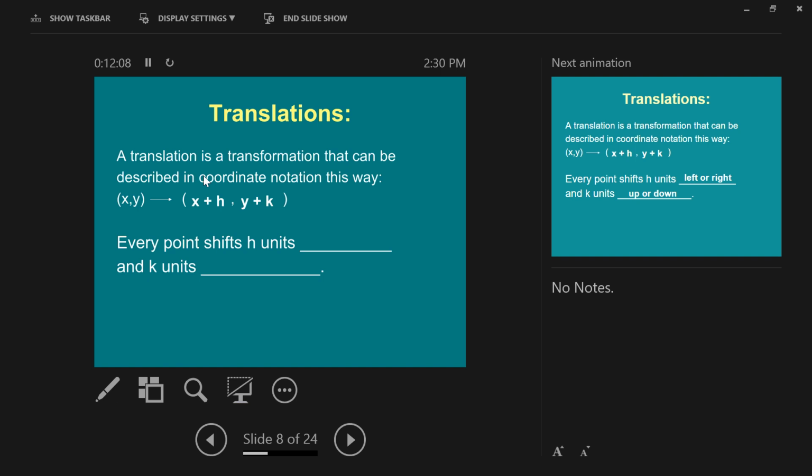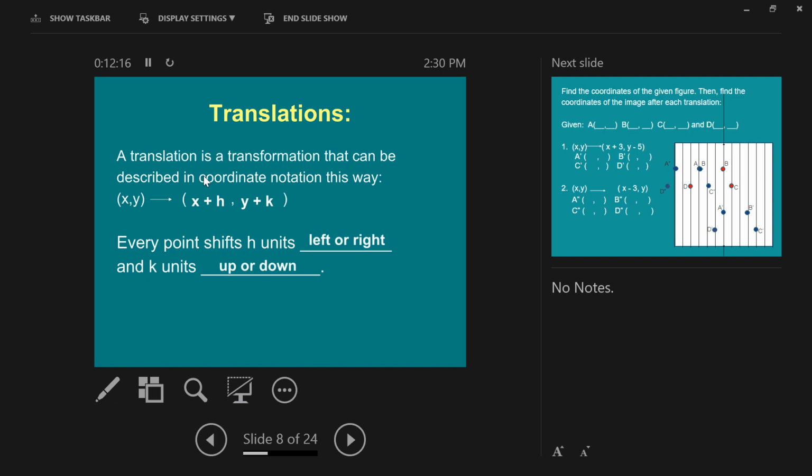And like we were just saying, X only moves left and right, so H is going to shift things left and right. And while Y can only move up and down, that means K will just move things up and down. And our H and K could be whatever number the graph is showing.